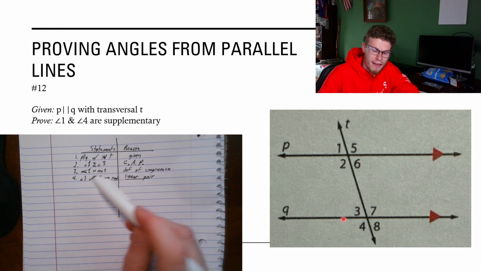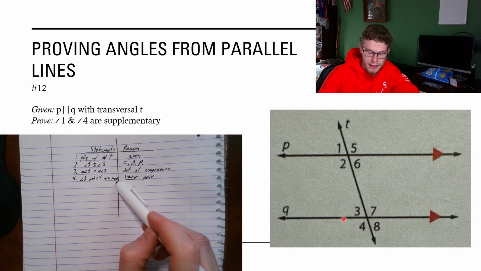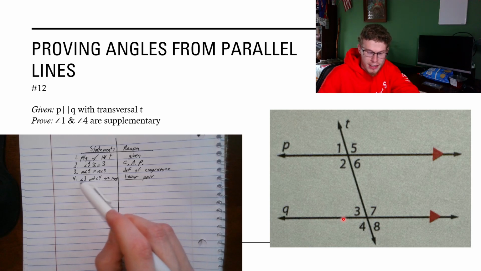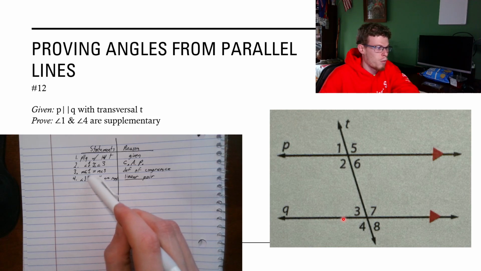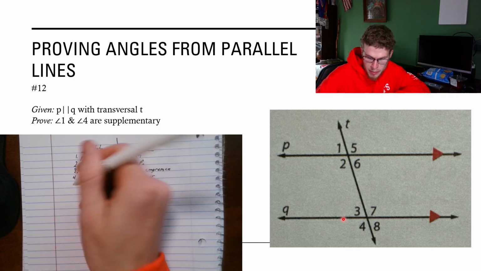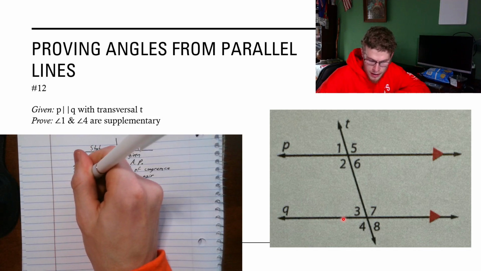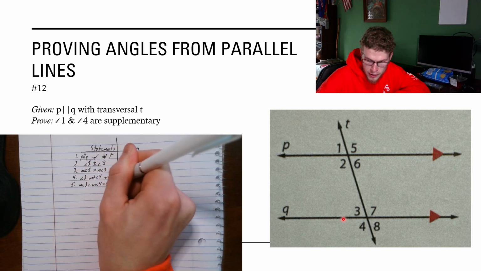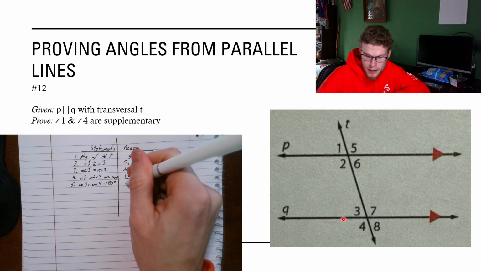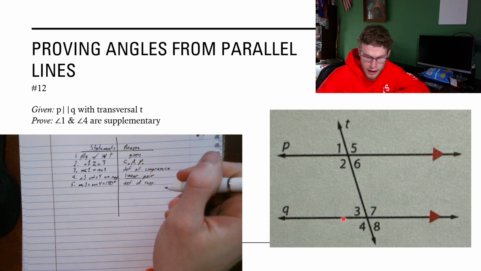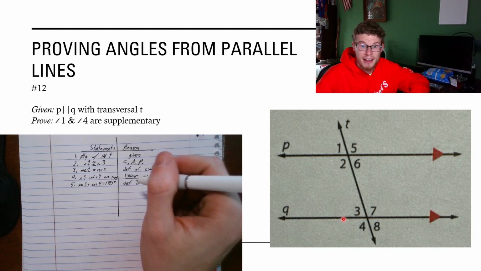Because now that I know that 3 and 4 are supplementary, and I know that angle 1 is congruent to angle 3, I have to get to the point where I just have to substitute angle 1 for angle 3. And the way I do that is I also go to the fact that since these are supplementary, that means that measure of angle 3 plus measure of angle 4 equals 180 degrees. And that's the definition of supplementary. So, definition of supplementary, that is where we are.